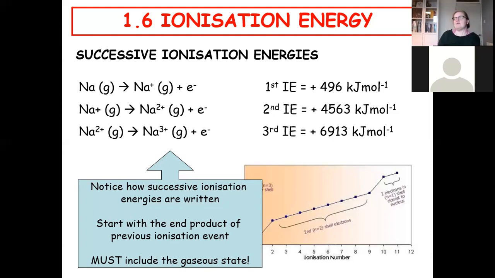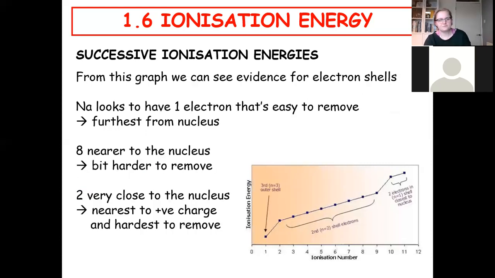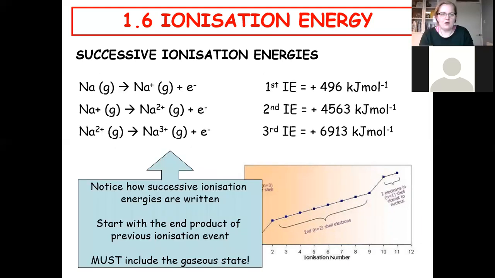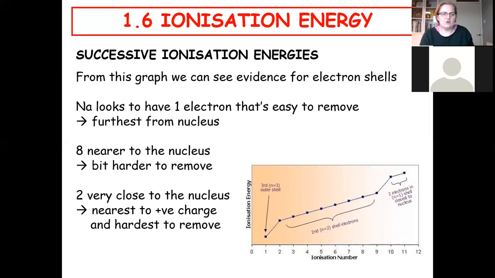Here now at A level we're saying no, it's 1 mark, because you need to know that it has to be in a gaseous state. So that graph that we're looking at, we can see evidence for electron shells. So this is a graph for sodium. So we've been talking about sodium going up, losing its electrons. So sodium looks to have 1 electron that's easy to remove. So this one was our first ionisation energy, and that was 496 kilojoules per mole, okay?